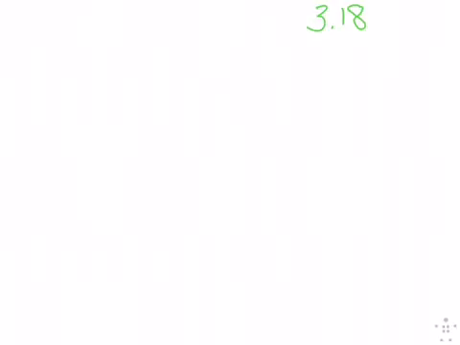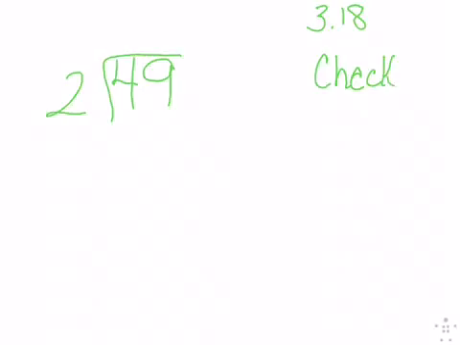So let's imagine that we're doing 49 divided by 2. Don't forget to get your check off to the side, and you should be working in your red notebook. Go ahead and pause if you need to. All right, the first thing that we're thinking about is our tens place. We have 4 in the tens place.